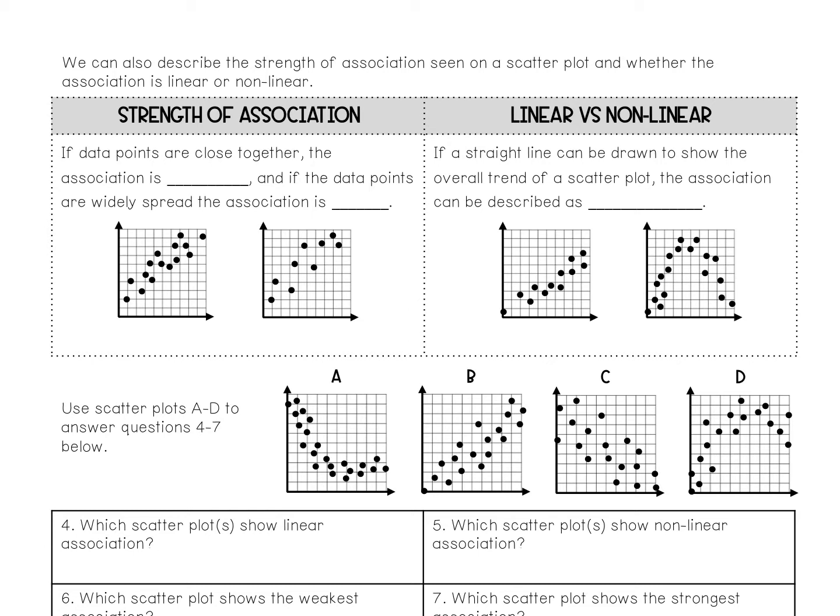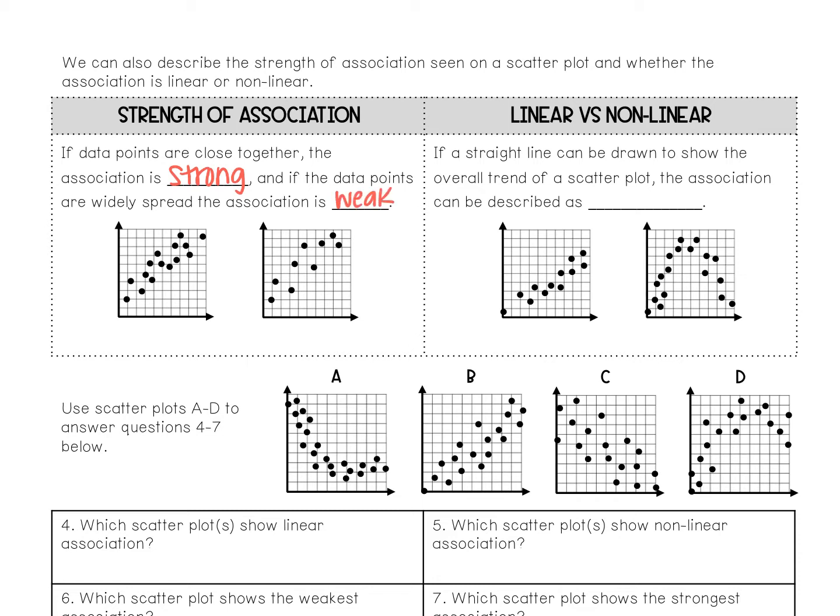Now we're going to look at some more specific ways to describe associations. So we can also describe the strength of an association and whether it's linear or nonlinear. Looking at the strength of an association, if the data points are close together or tightly packed, the association is strong. And if the data points are widely spread, but there is still a pattern, the association is considered weak.